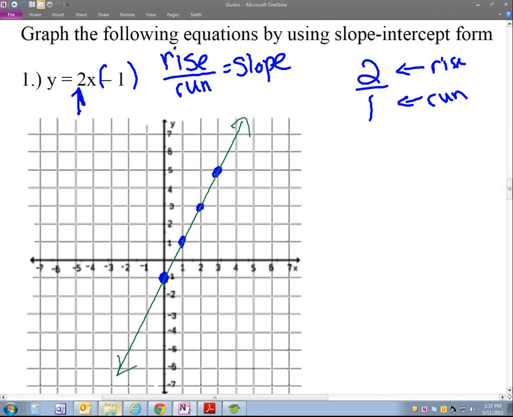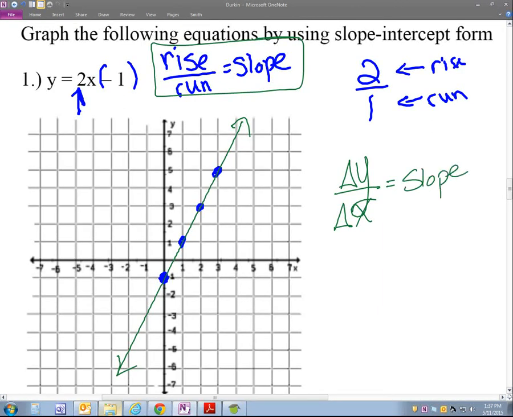Do you agree that rise over run is slope? Do you recall from Thursday's lesson where we had change in y over change in x is slope? Do you remember that? So how much is y changing when the slope is 2? The y value is changing 2 while the x changes over 1. So it's change in y over change in x is 2 over 1.